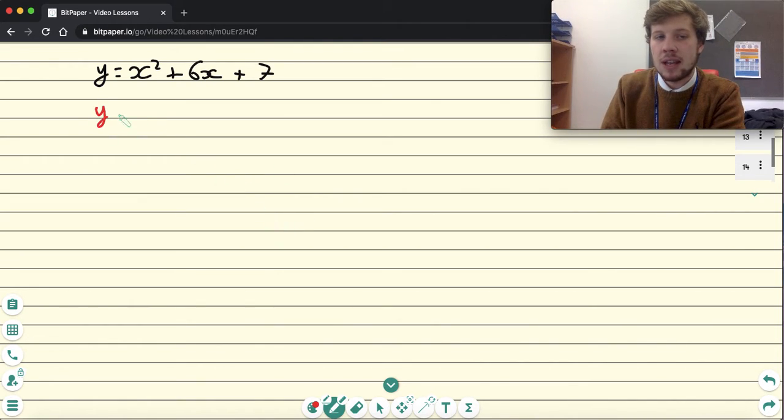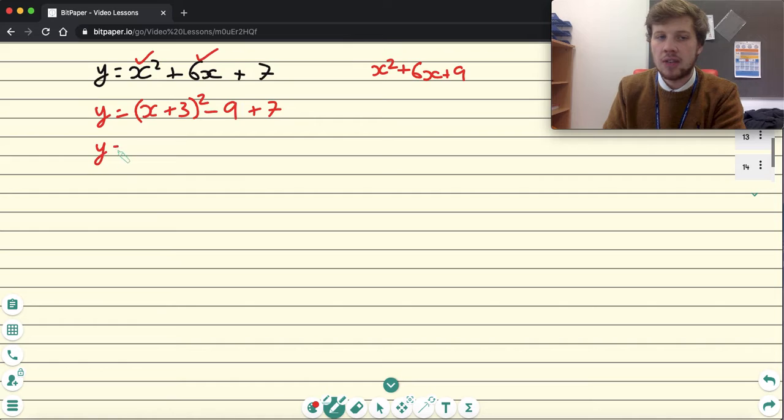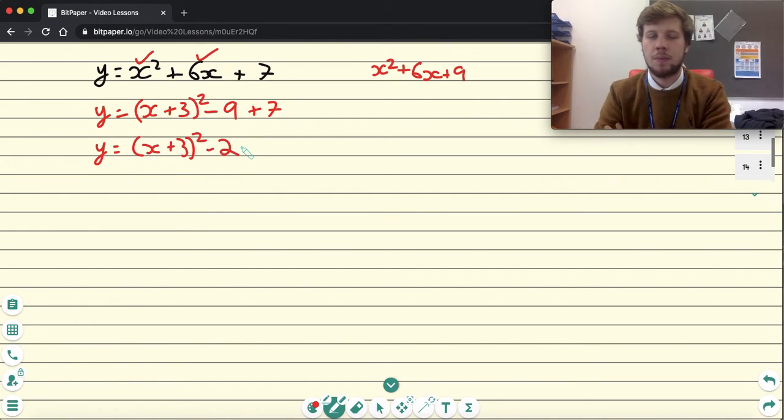When we did that, we realised that the closest square to this was the square of (x plus 3) squared, because when we expand this, we get x squared plus 6x plus 9. We have the x squared, we have the 6x, but we don't have the plus 9. So I'm going to take away that 9 to get rid of it, and then add on the 7, which is what we needed. So I got the graph of y equals (x plus 3) squared, subtract 2.